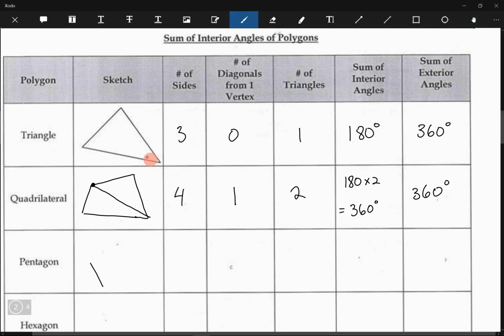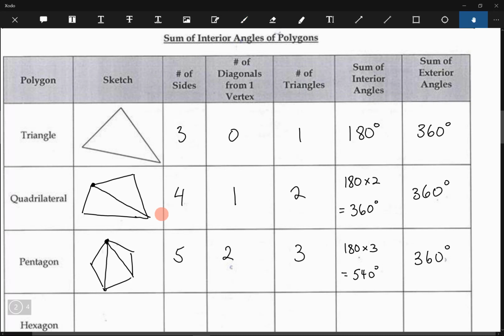Pentagon. So here's a pentagon, five-sided shape. Pick a corner, pick a vertex, and just start drawing diagonals. I can draw one over here, and I can draw one over here. And what you will see is that I have three triangles inside this one. Okay, all three triangles don't have to be the same shape, but as long as you see three. So here you have a five-sided shape, two diagonals, three triangles. The sum of the interior angles is going to be 180 times 3, which is 540 degrees. The sum of the exterior angles is 360 degrees.